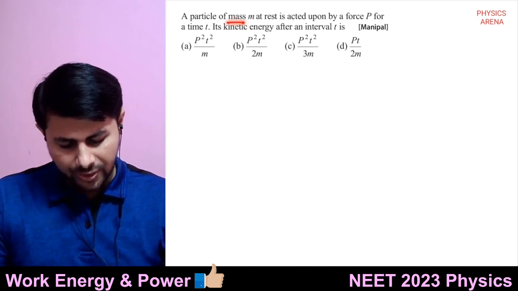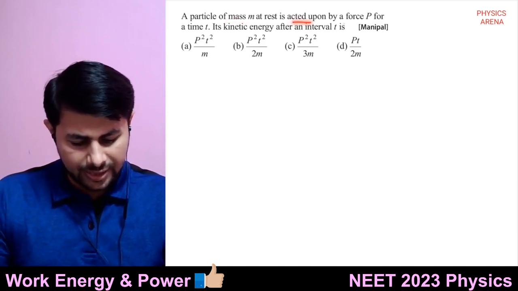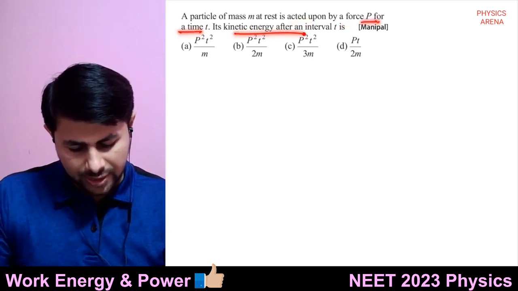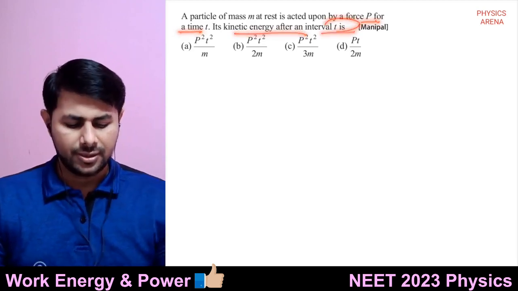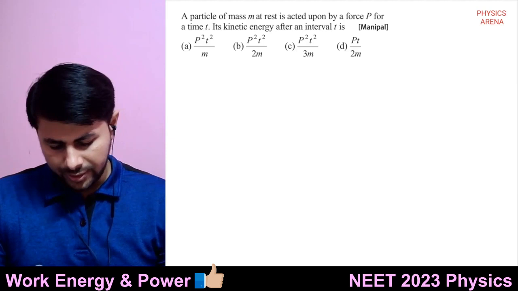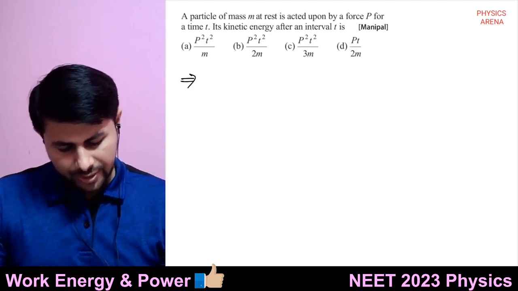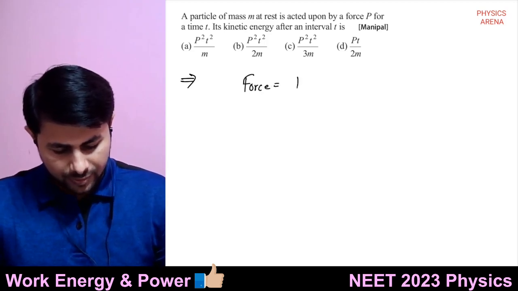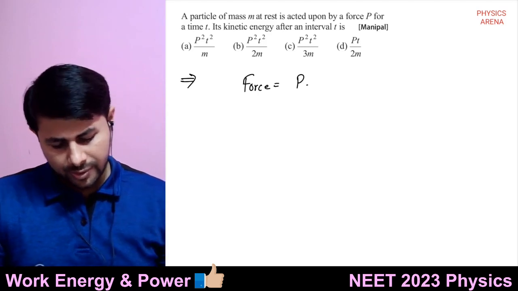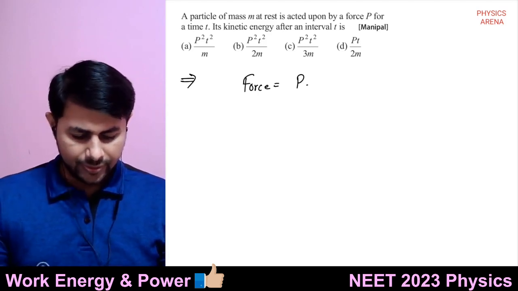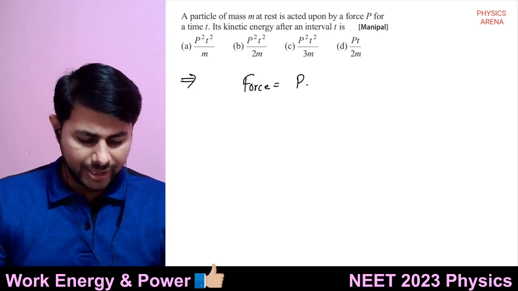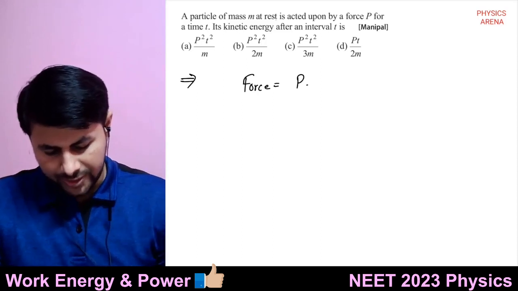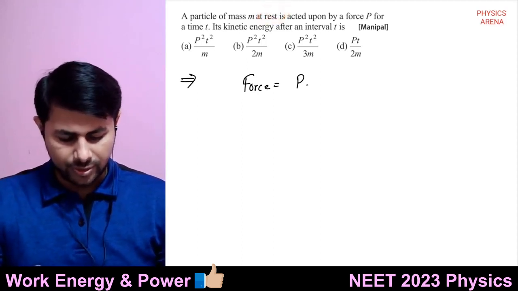Then let's see the next question. A particle of mass m at rest is acted upon by a force P for time t. Kinetic energy after an interval t is. So this is the question. It is acted upon by a force P. Now, can you find out momentum? It is starting from rest.